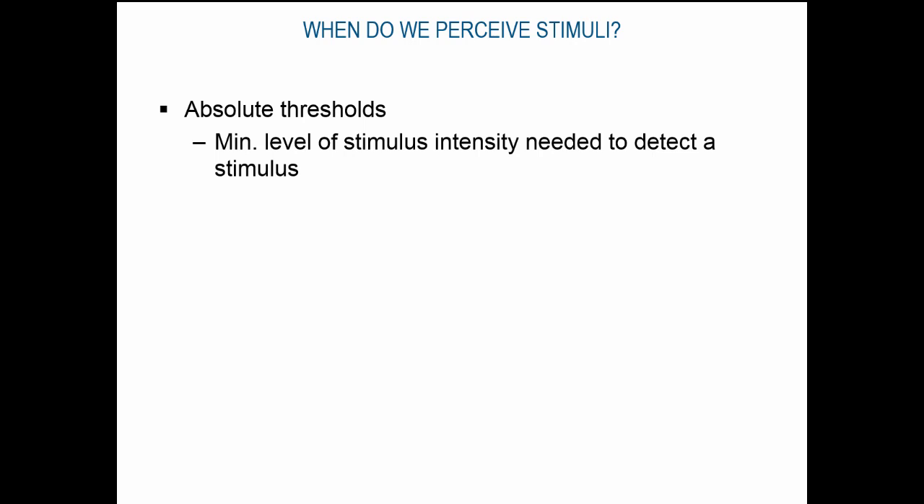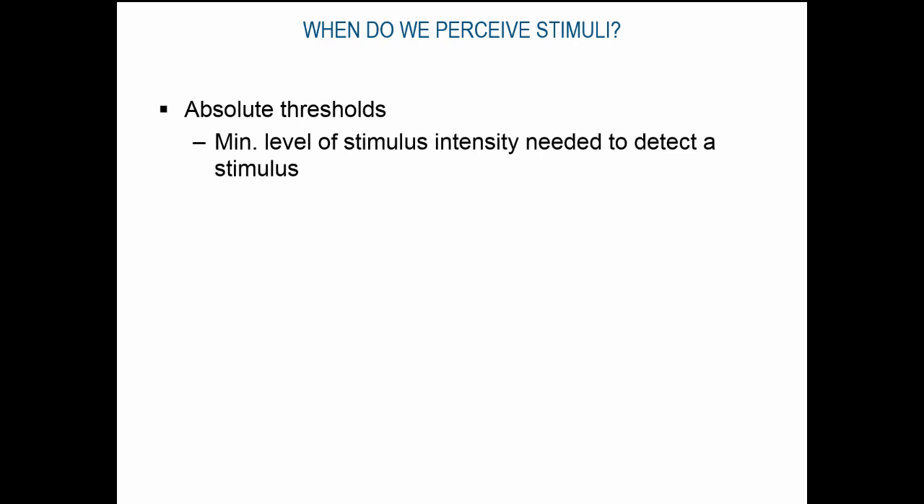For a stimulus of any kind to be perceived, it has to be above what we call the absolute perceptual threshold. This means that it has to exceed the minimum level of intensity needed to detect the stimulus presence. For example, if you turn down the volume of your computer below a certain level, you will no longer be able to hear my voice.